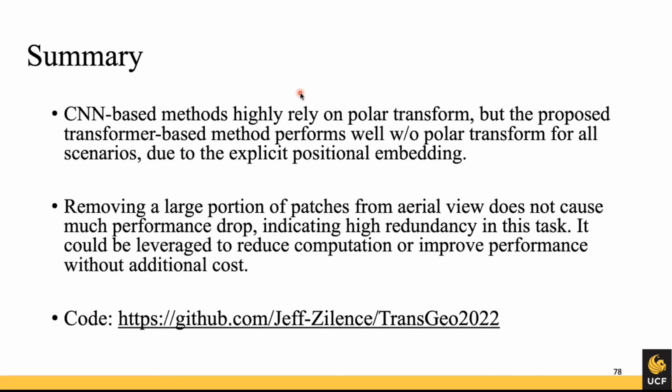Okay, so in summary, for this work, we are able to propose a transformer-based method that performs very well without polar transformation due to the explicit positional embedding property. And also, removing a large portion of the patches from the aerial view does not cause a performance drop. As a matter of fact, we can leverage this to use higher resolution patches to further improve the performance. And again, the code is also publicly available under this link.